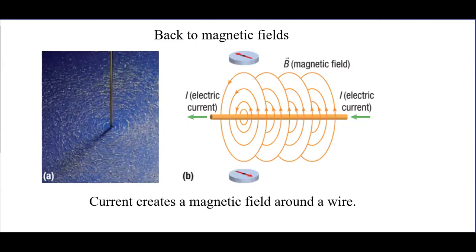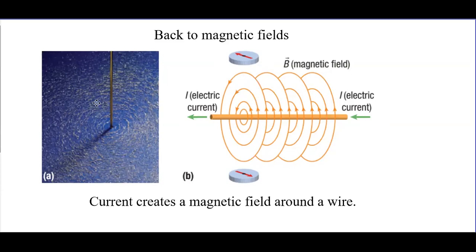Okay, so if we're back to magnetic fields and we go back to Oersted, he discovered that if you have current flowing through a wire, it's going to deflect a compass. What that means is your current is creating a magnetic field just by passing through a wire. Essentially you have a flow of charges passing through a conductor, and it can create a magnetic field which can deflect a compass.